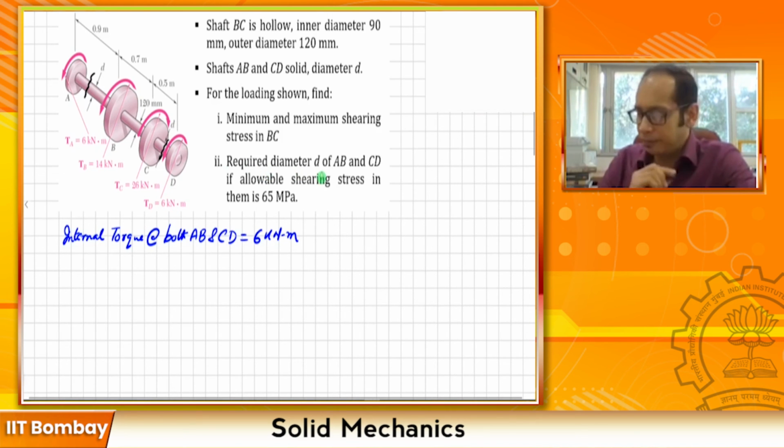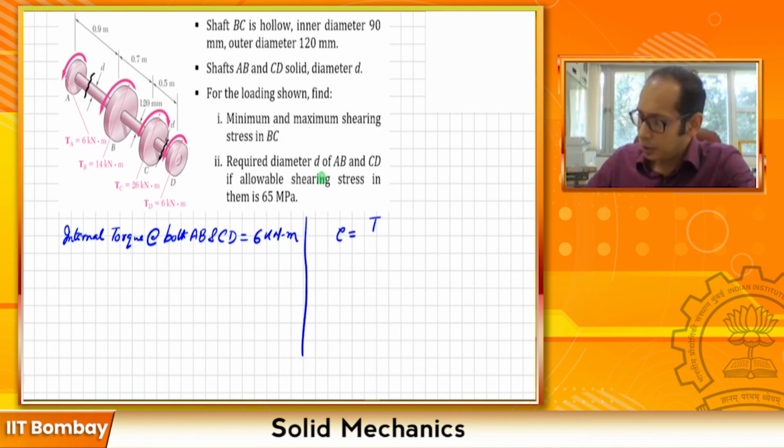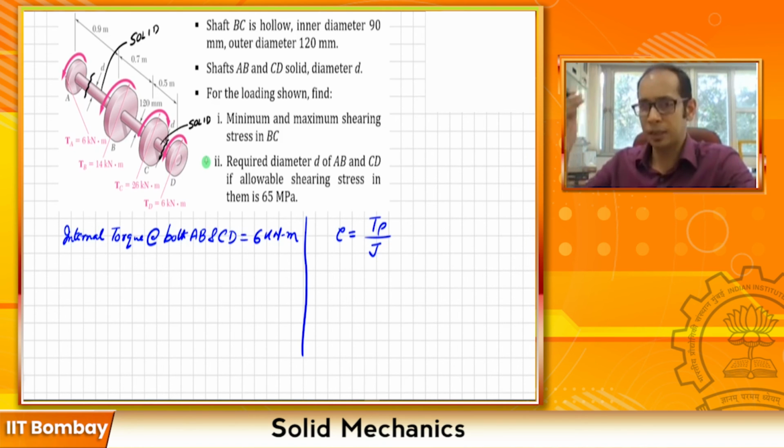As we know, the same formula which we are going to make use of is tau equals T times rho divided by J. This is the generic formula. Now remember that your shafts AB and CD are solid shafts. So the maximum shear stress is happening at the periphery, and the minimum shear stress is 0 at the center. For the allowable shear stress, of course, you are going to compare with the maximum, which is happening at the periphery. So we are going to write that equation.